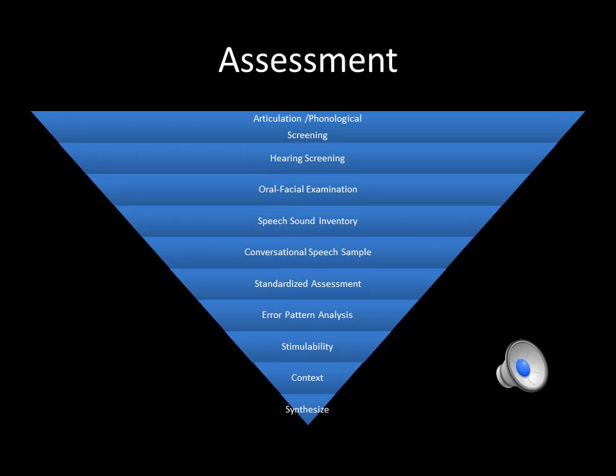The next step in the assessment is the conversational speech sample. This is where the SLP can record through video, of course they've acquired permission from the parent, or through audio to determine how the child sounds in connected speech. The child, if they're at reading age, may be asked to read a passage, or they may be asked to discuss a topic. The conversational speech sample will be used in conjunction with the information obtained in the speech sound inventory to determine where the child's speech breaks down.